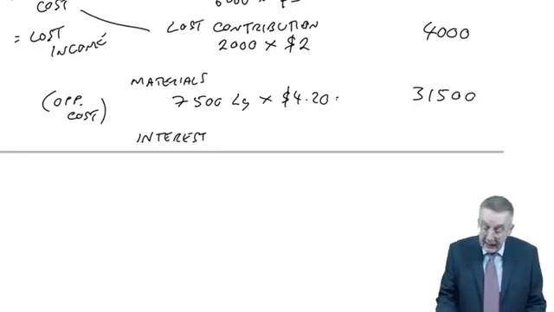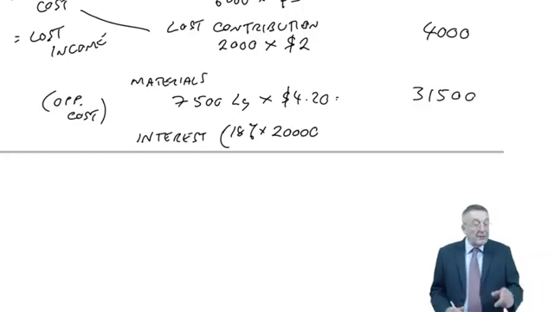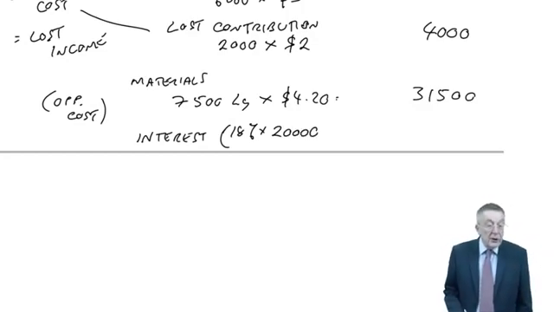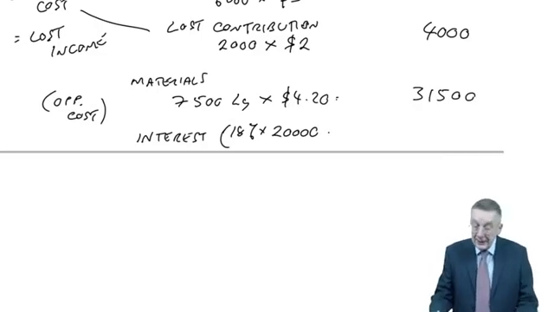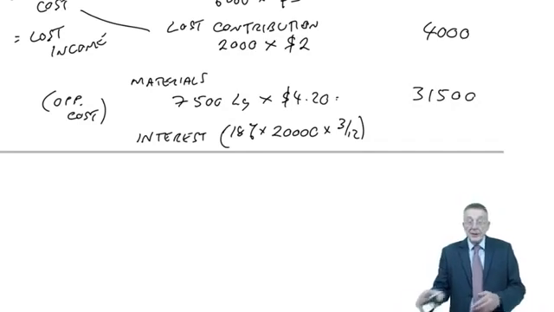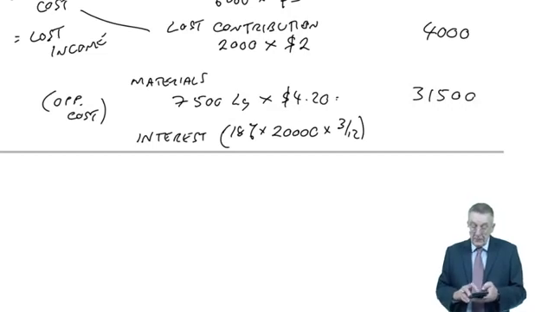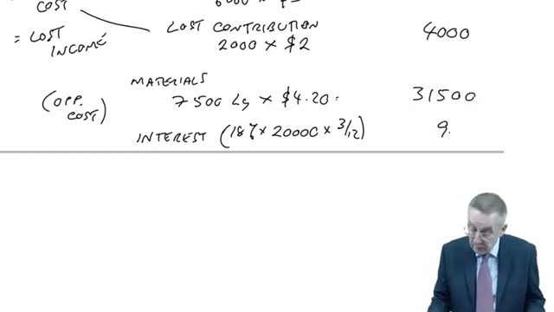And what will the interest be? It's 18% on an overdraft of 20,000. But for how long? It says for the duration of 3 months. And so the interest that we'll have to pay is 900.